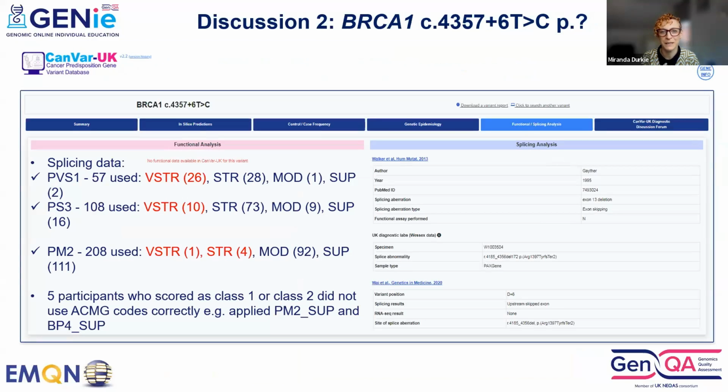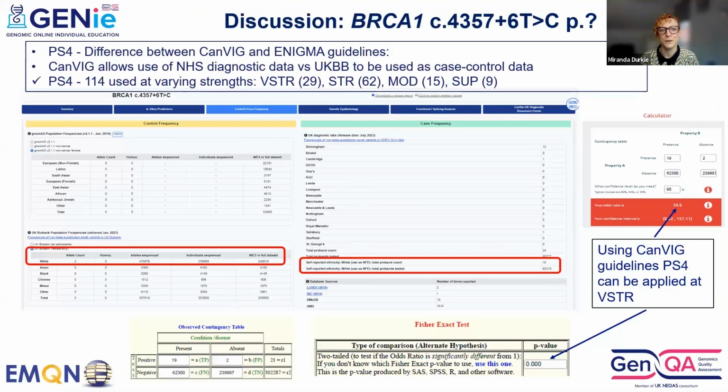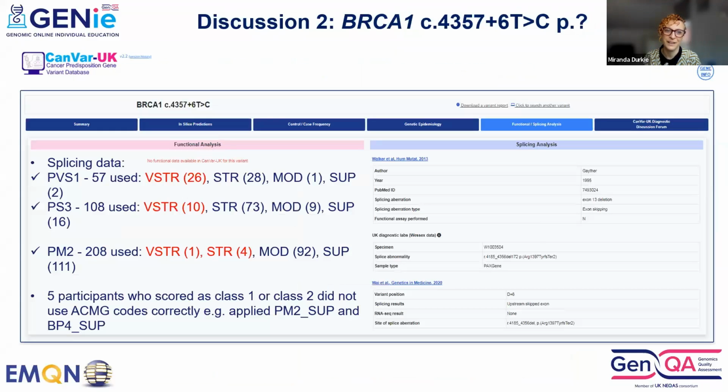Can we go back one? I just wanted to then say how many participants used PS4. So 114 out of the 235 used PS4, 29 applied it at very strong, 62 at strong, and 15 at moderate and supporting. So we can see from this that there's definitely potentially some education needed in terms of how we use this case control data. Next slide, please. Thank you.